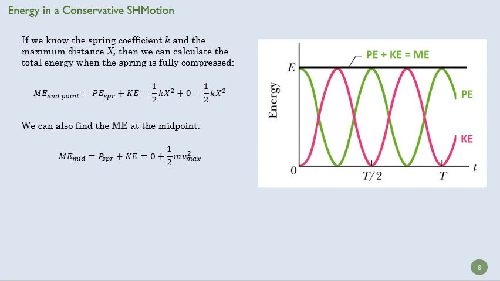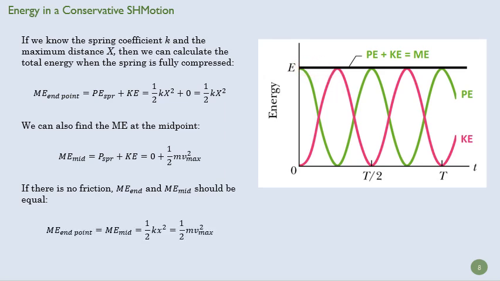So at the midpoint, right, at a place like right here, we expect a lot of kinetic energy, and in fact 0 spring energy. So we make this value 0. And then our ME mid is just half m v squared, or half m v max squared. Now, because the energy stays the same, right? Here all our energy is spring, here all our energy is kinetic, but they're the same amount of energy, we can set them equal to each other, like so.